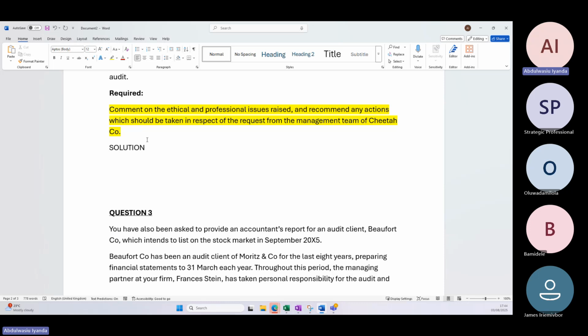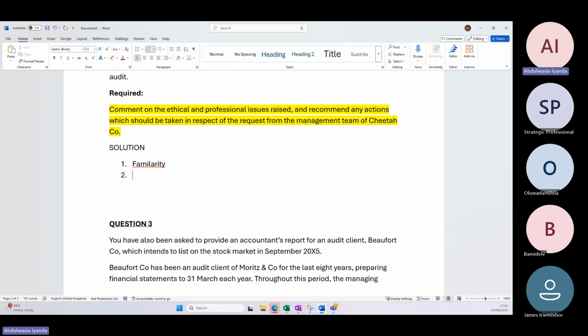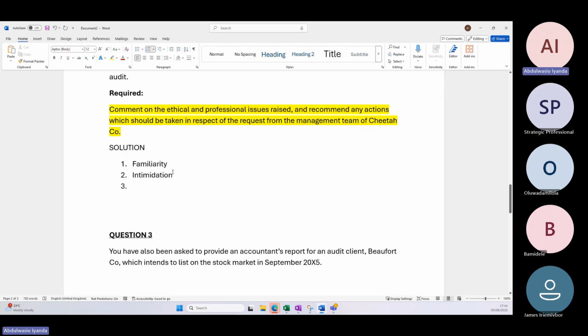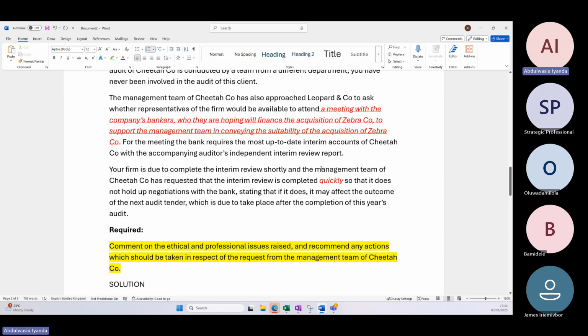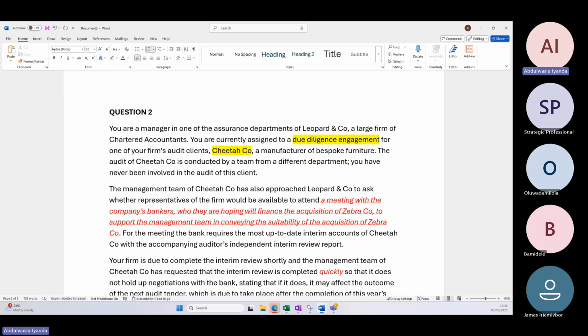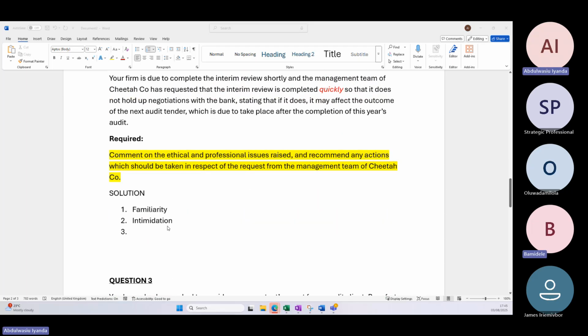So at least we have one. Don't make mention of familiarity. Okay, that's cool. Anything else? Intimidation to explain. Okay, thank you, sir. Anything else? Let me scroll. It's very true. What do you think? Because for us to proceed now, we need to first of all identify. I suspect advocacy too. Thank you, sir. Advocacy.